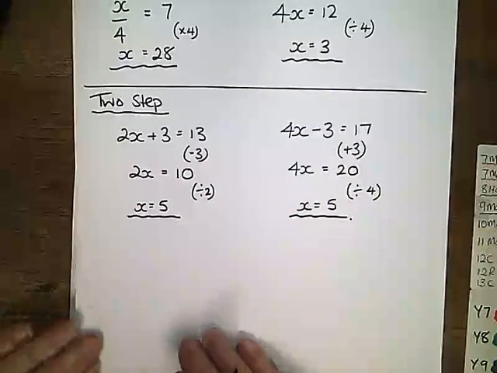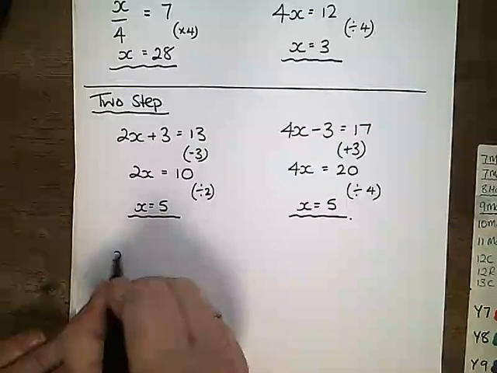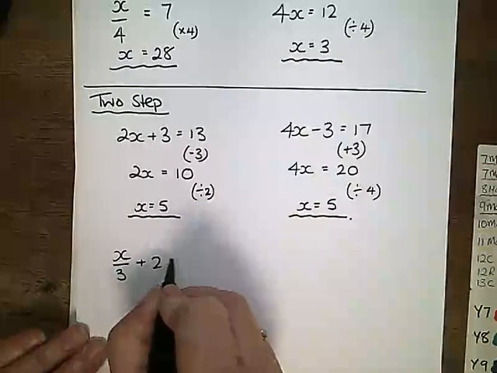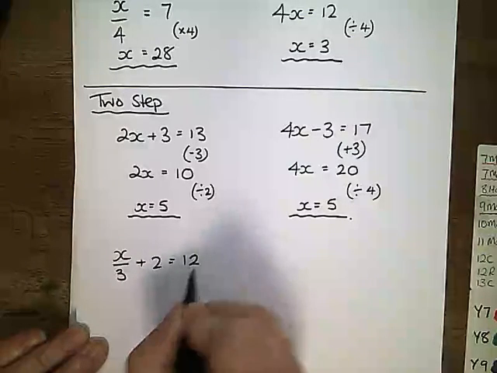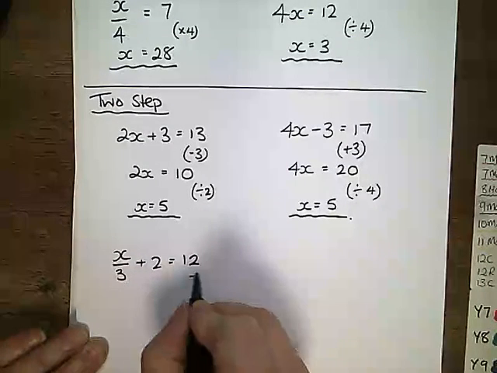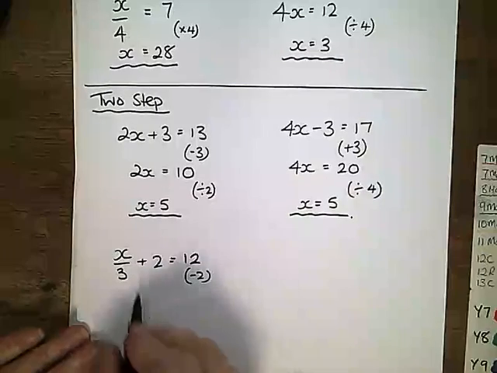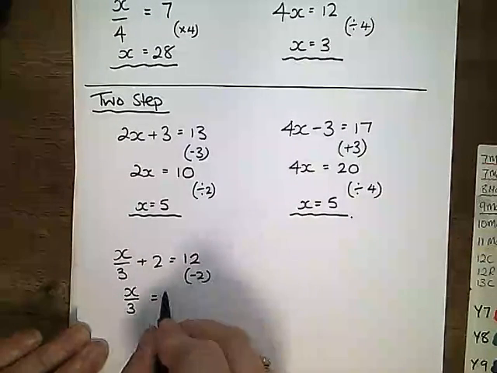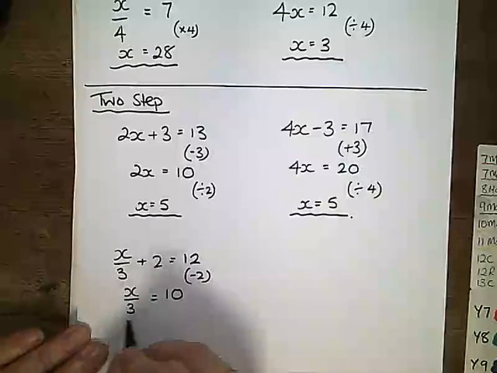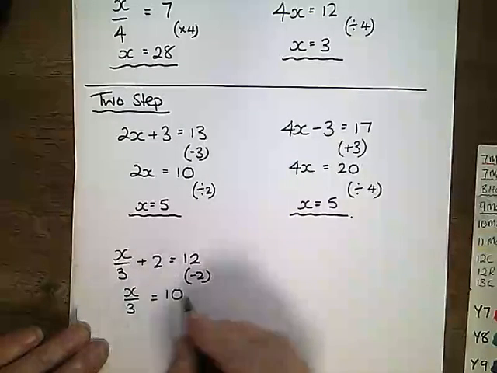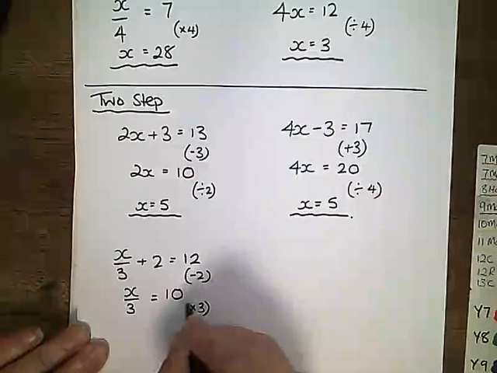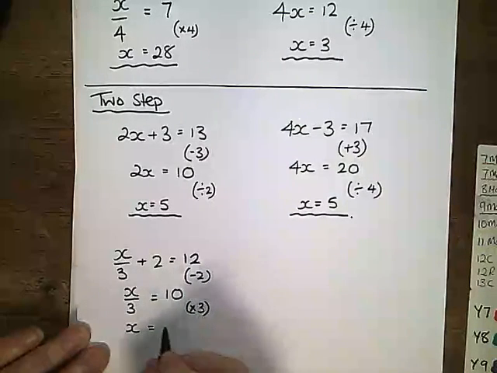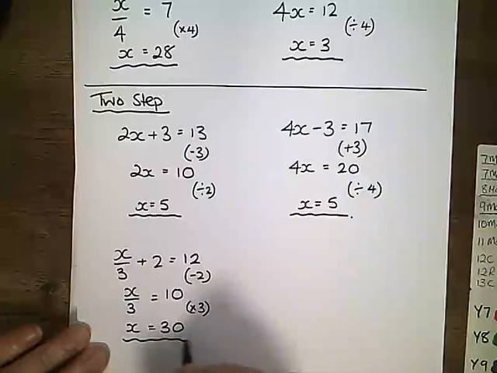If we have a fraction in our two-step equation like this, x over 3 plus 2 equals 12. The first thing we need to do is take 2 from both sides, because that's the opposite of add 2. We are left with x divided by 3 is equal to 12, take away 2, which is 10. Then instead of having a divide by 3, the opposite of that is times by 3, so that would leave us with a whole x is equal to 10 times 3, which is 30.